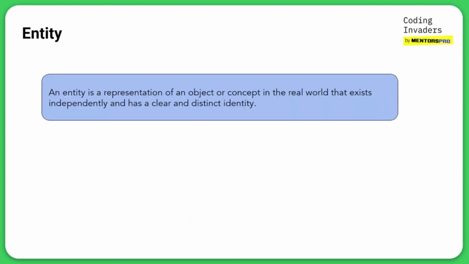An entity. An entity is a representation of an object or concept in the real world that exists independently and has a clear and distinct identity. For example, in a database for a school, entities might include students, courses, instructors, departments, and classrooms.